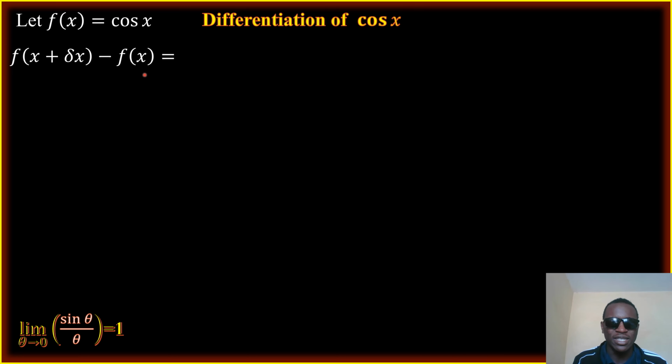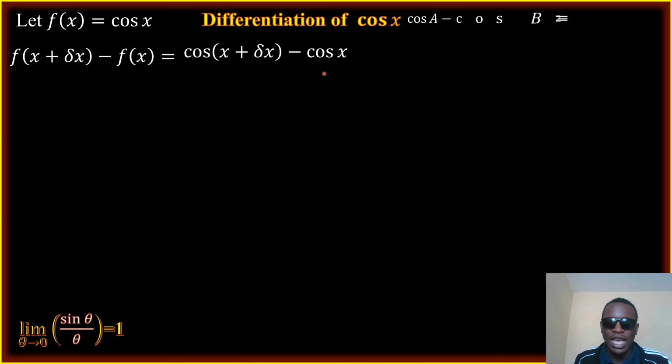Okay, this difference f of x plus delta x minus f of x. F of x plus delta x means I come to my function f of x, and anywhere I see x in the cosine function, I replace it by x plus delta x. So doing that will give us this expression you are seeing here. So I'll be having what? Cos of x plus delta x minus f of x. F of x is what? Cos x, so minus cos x.